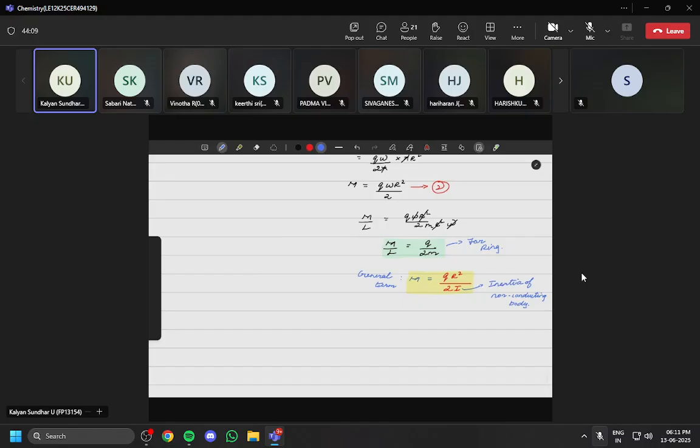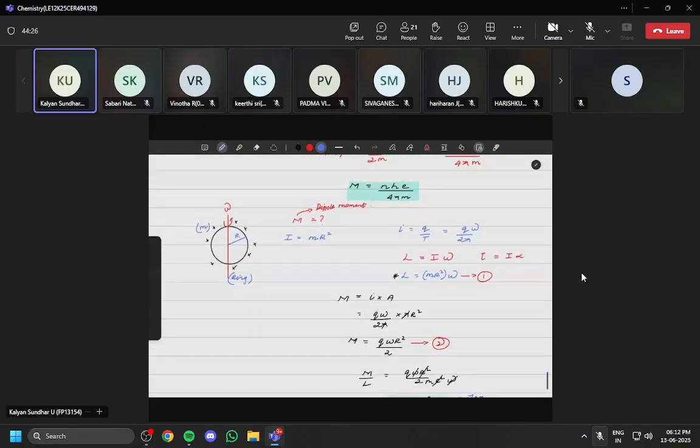If I just want to make it for any other body, irrespective of the shape, then I will be keeping I as it is, and this will be your general term. Q r square divided by 2I. And the Q under the R, total charge present on the body.